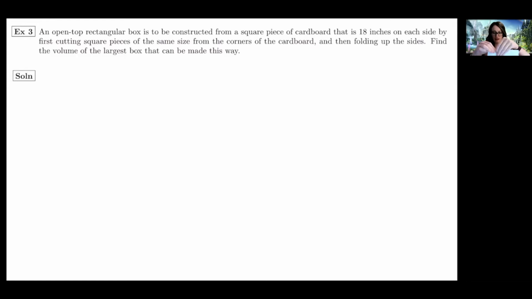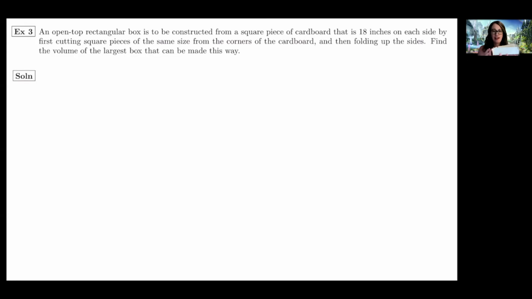And if you do that on all four corners, you get this shape. And then if you fold up each of the pieces that are left, you get this 3D shape that does not have a top to it. We call this an open top box. And this has a volume now because it's 3D.